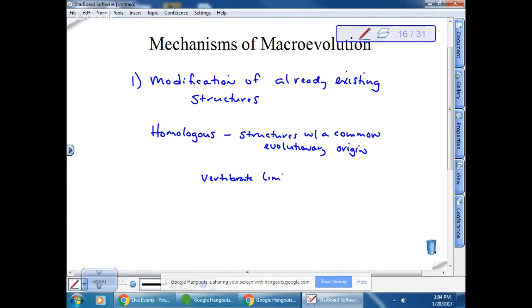So one that you probably have heard of is that homologous structures are the vertebrate limbs. For example, a human arm versus a front flipper, versus a wing. When we look at our arms, they would be homologous to the flippers of a whale, but they would also be homologous to the wings of birds. And so this is the modification of the forelimb.